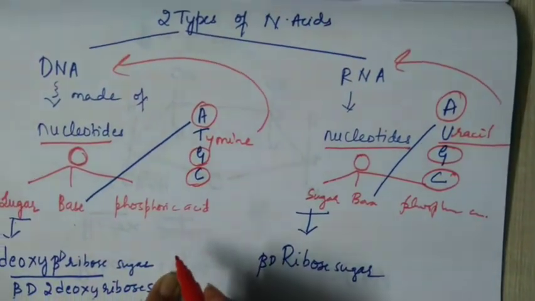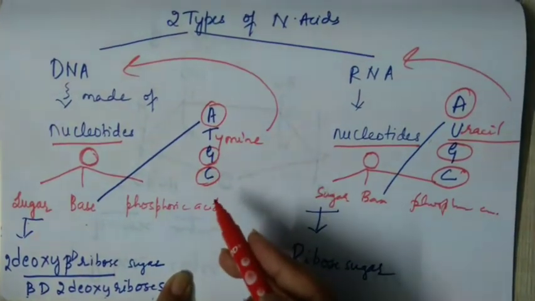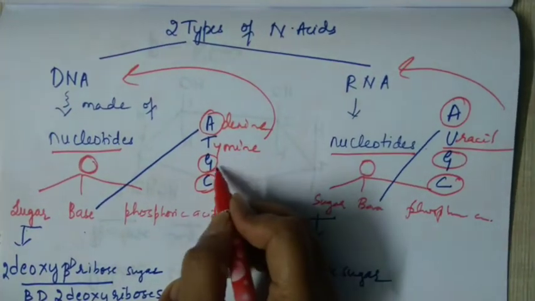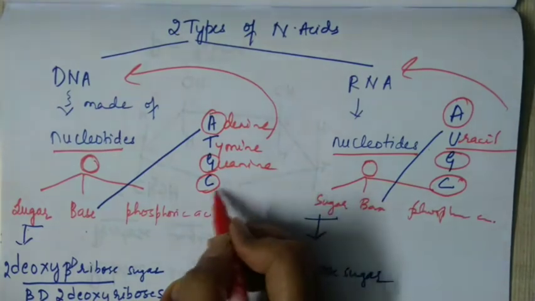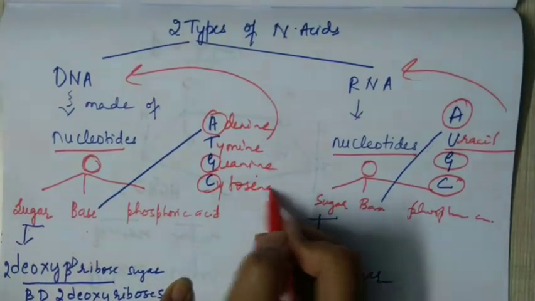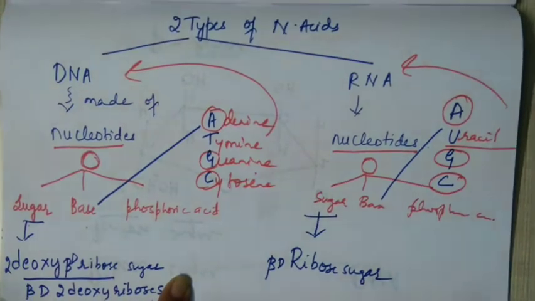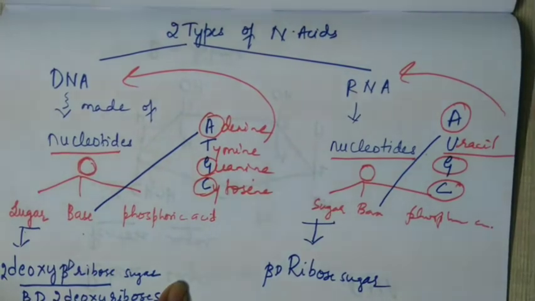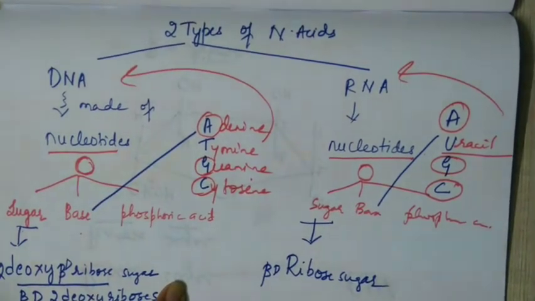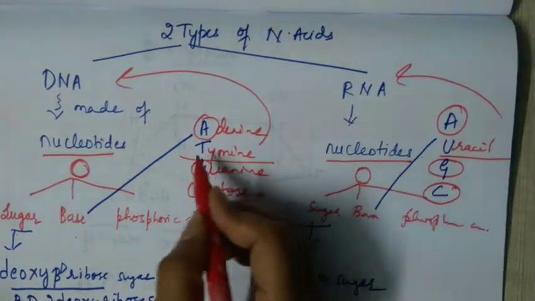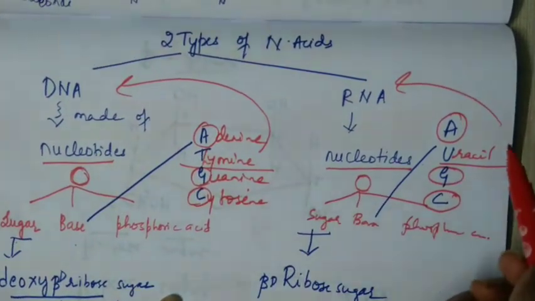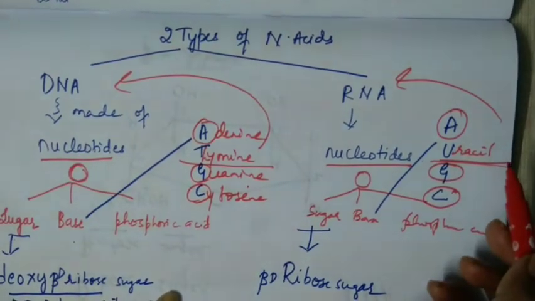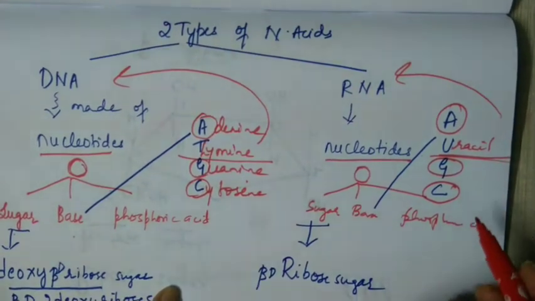So which are the common bases in DNA and RNA? A, G, C. So what is A? A is adenine. What is G? G is guanine. What is C? C is cytosine. So which are the 4 bases present in DNA and RNA? Common bases adenine, guanine and cytosine. Which is the only base present in DNA? Thymine. And which is the only base present in RNA? It is uracil. Which are the common bases present in RNA? Adenine, guanine and cytosine.